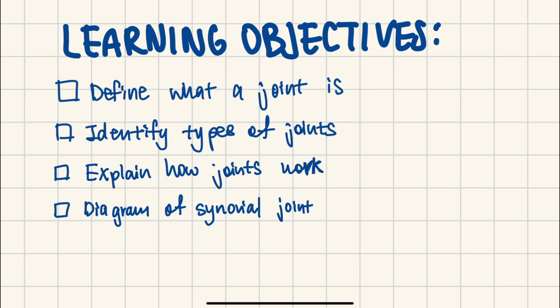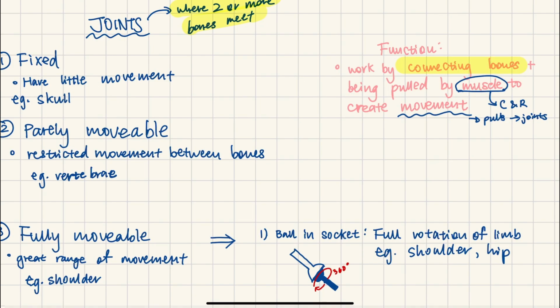Hi guys, in today's video we'll be going over defining what a joint is, identifying the types of joints, explaining how joints work, and also being able to label a synovial joint. So what is a joint? A joint is defined as where two or more bones meet.